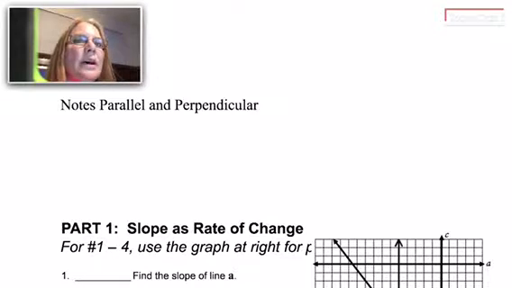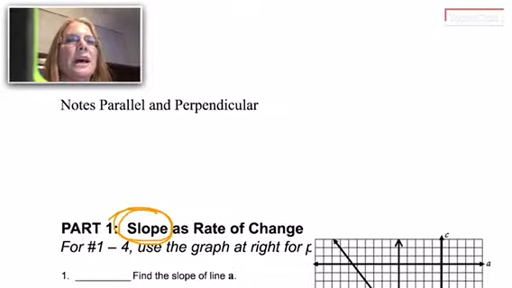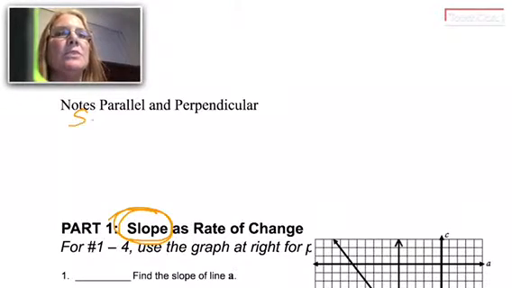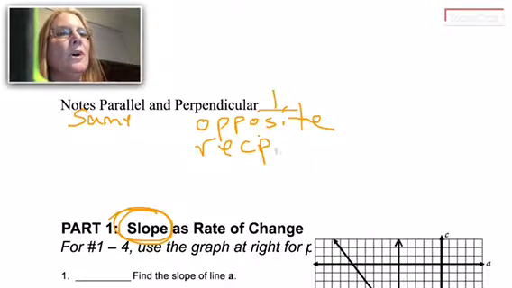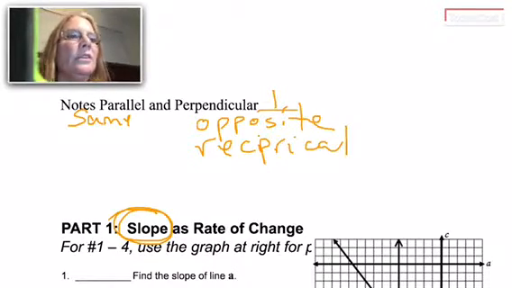This lesson is about parallel and perpendicular lines, and in particular, we're going to talk about their slopes. We've said before that lines that are parallel have the same slope, and lines that are perpendicular, here's the symbol, have slopes that are opposite reciprocals. We're going to talk more about that in just a moment, but the first thing we're going to do is look at lines on a graph.